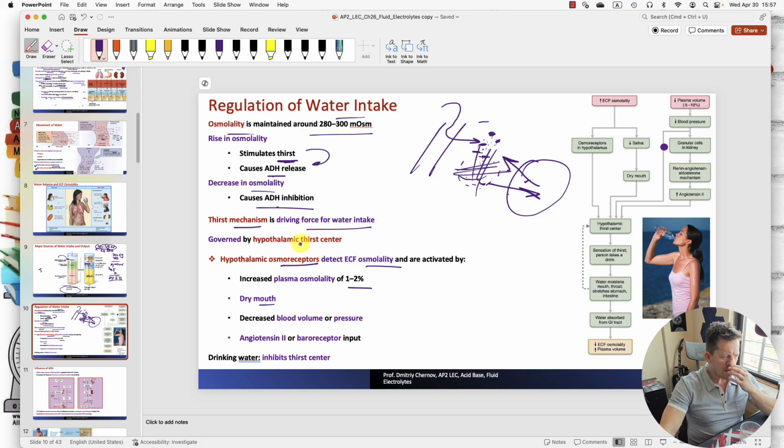Decreased blood volume or blood pressure will also affect those receptors. There are pressure receptors, baroreceptors, that regulate the pressure as well. That stimulates angiotensin 2. Pressure receptors, baroreceptors, angiotensin 2, you remember what angiotensin 2 is responsible for. And drinking water inhibits the thirst centers.